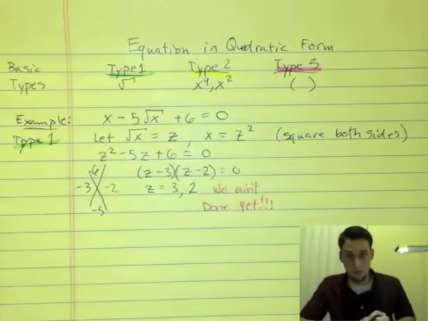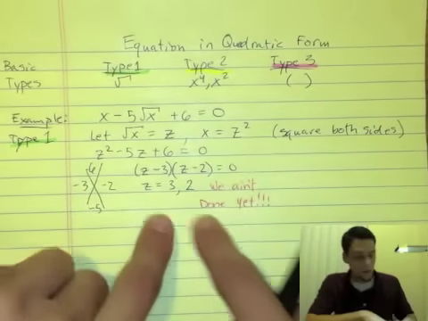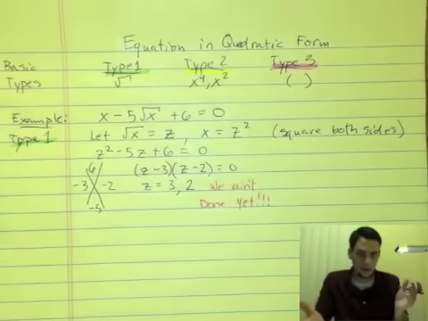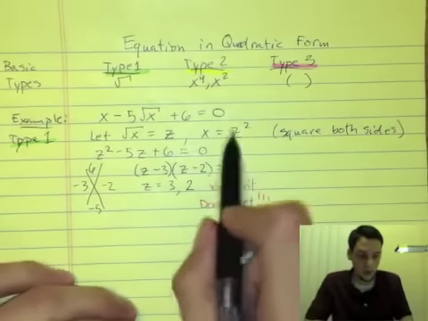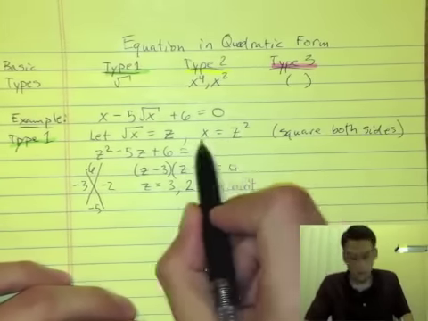We're not done yet. So once you get the z, we still have to figure out what x is. How do we figure out what x is? Well, I've got a formula that tells me what x will be. So I can use this over here.